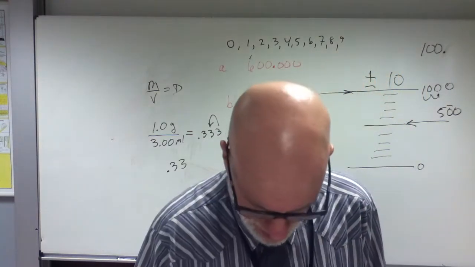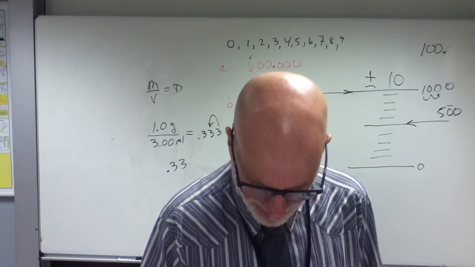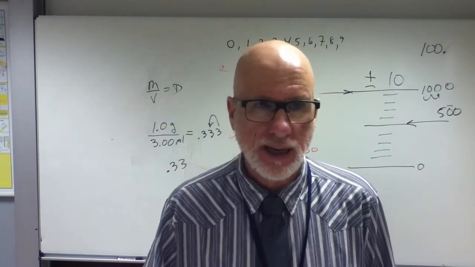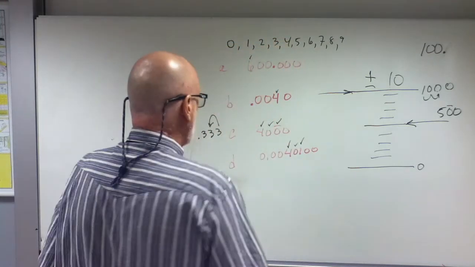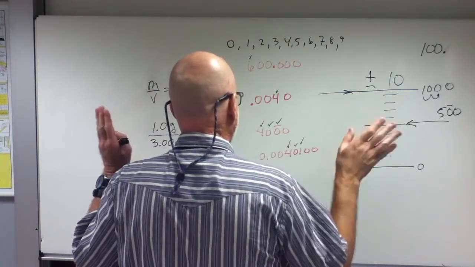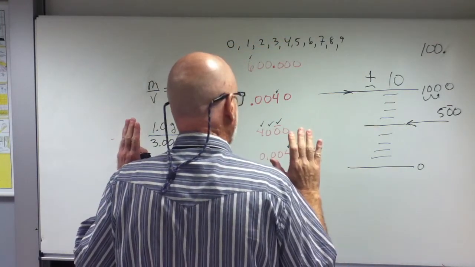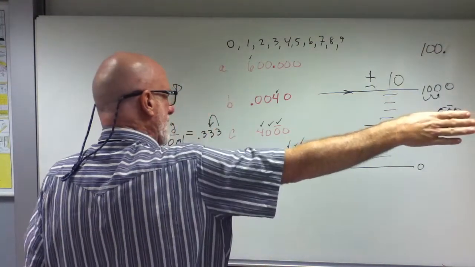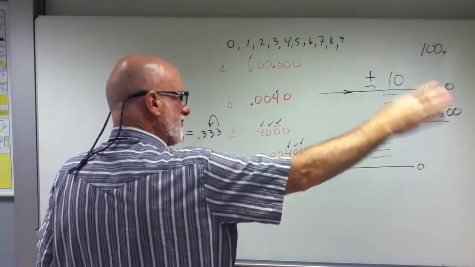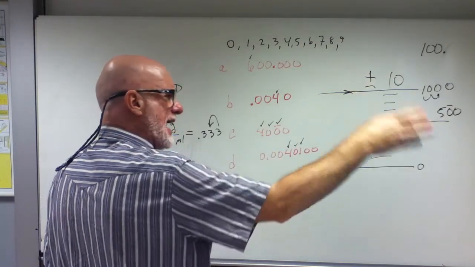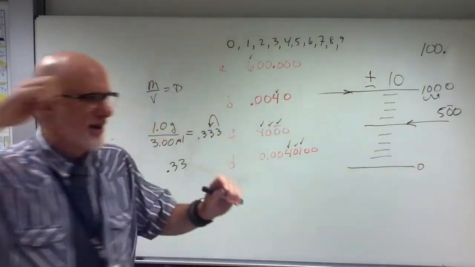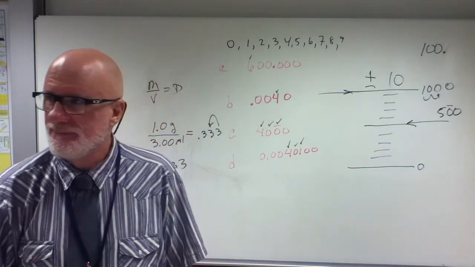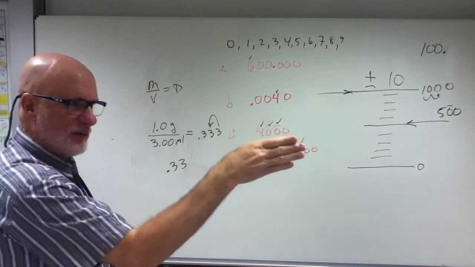Zeros at the end of a number and to the right of the decimal. That's a good rule. What does that mean? What's the end? How do you read a number, left to right or right to left? Left to right. So the end is that way, after the decimal point.